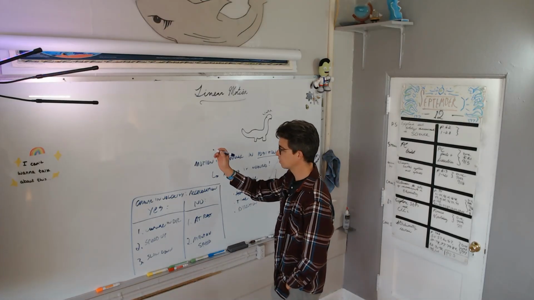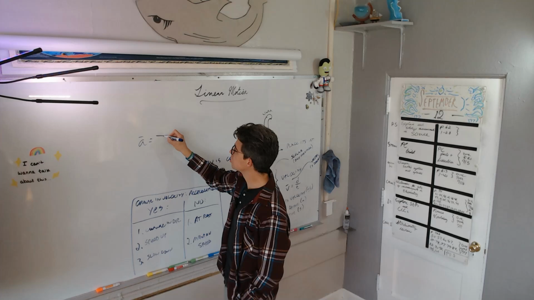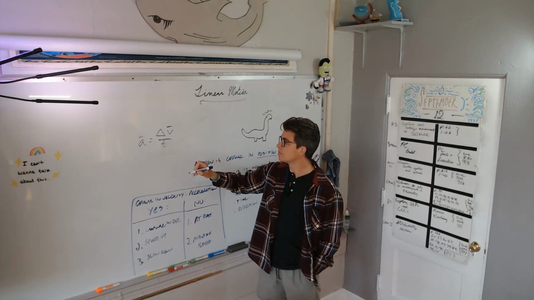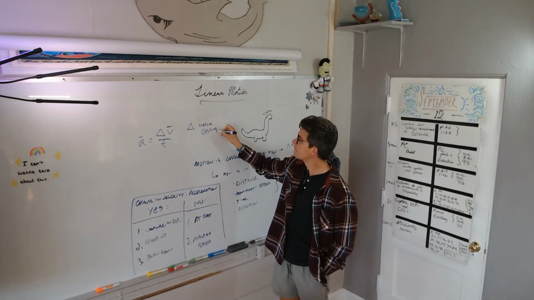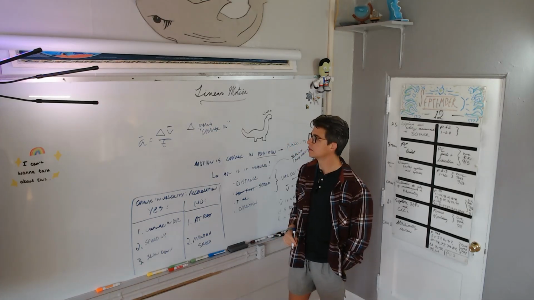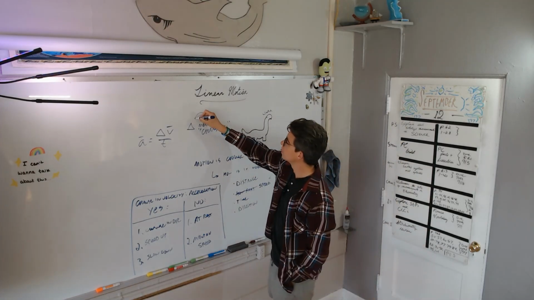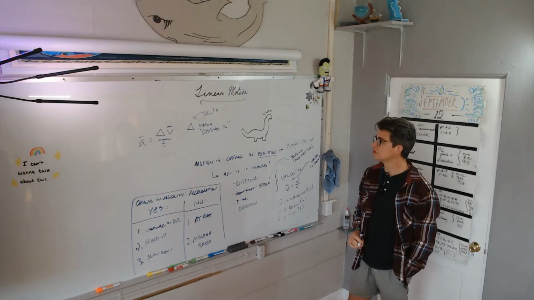Acceleration is calculated. This is important for us in science. Acceleration, another vector quantity, equals change in velocity over time, where the Greek letter capital delta means change in. It is the shape of a triangle. That is called the Greek letter delta. I'm going to just point a little arrow at that and call it delta. And that means change in.